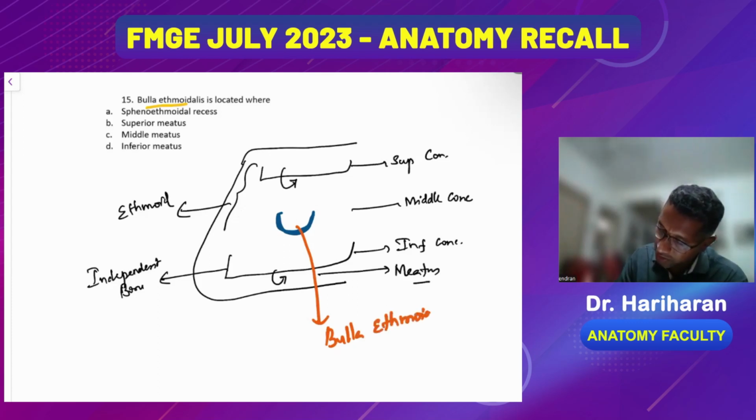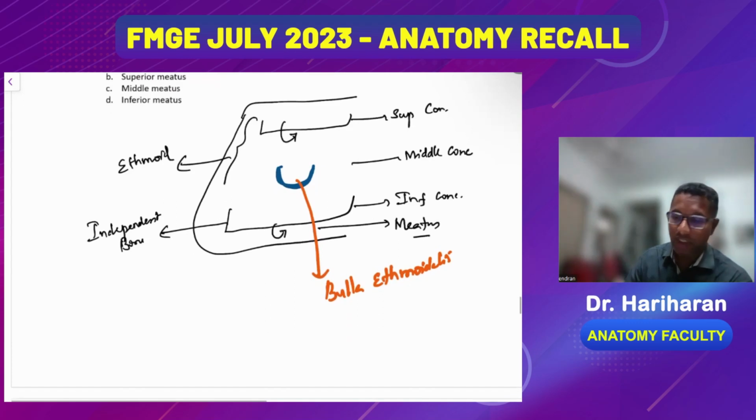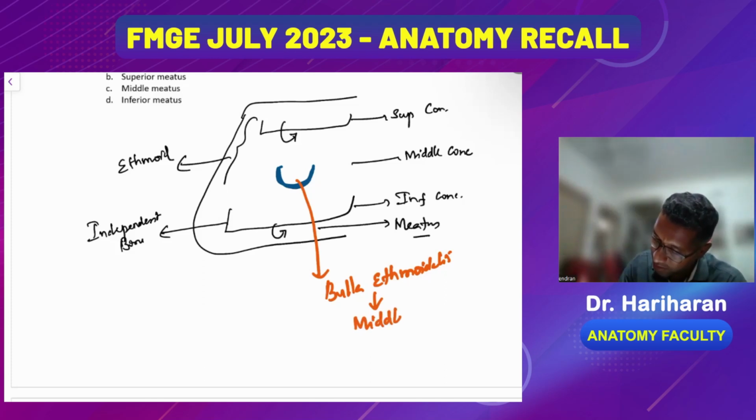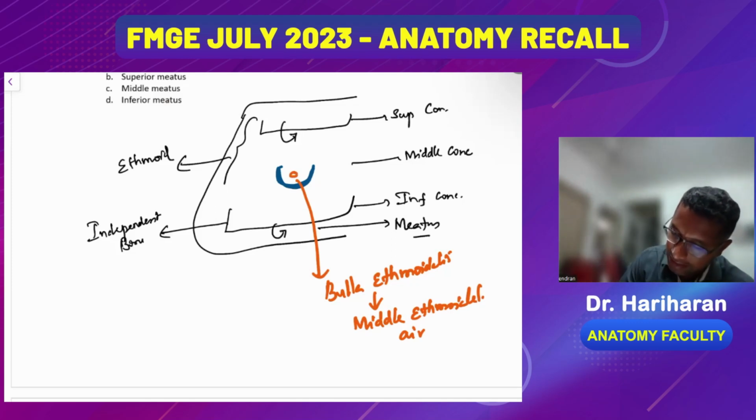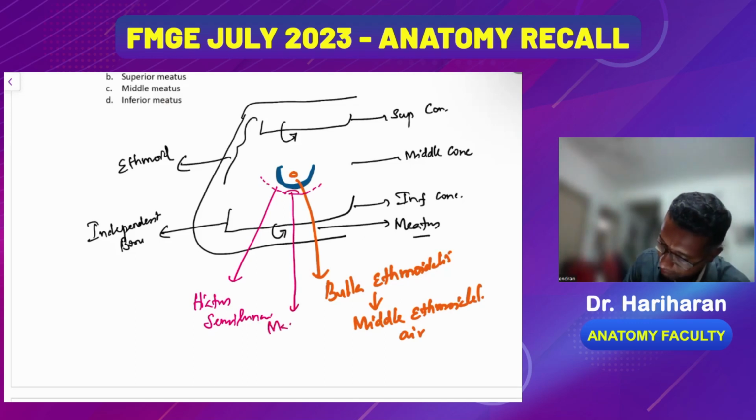And why is bulla ethmoidalis seen here? What is the structure responsible for this elevation? The structure that is responsible for bulla ethmoidalis is the middle ethmoidal air sinus. The middle ethmoidal air sinus produces an elevation in the middle meatus, which is called bulla ethmoidalis. It is the one which opens over the bulla ethmoidalis. Also beneath the bulla ethmoidalis is a depression which is called the hiatus semilunaris. Opening into the hiatus semilunaris floor is the maxillary sinus.